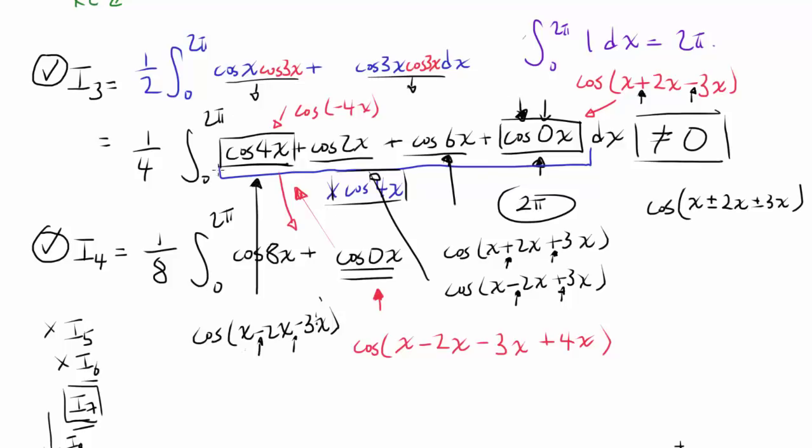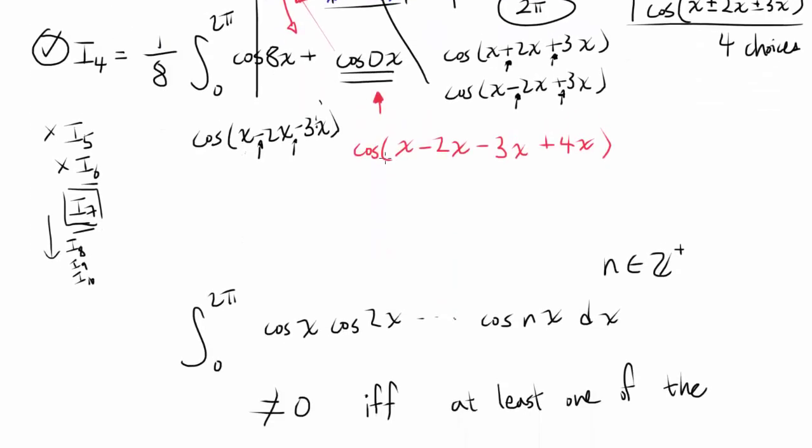So all of these terms inside can be computed as cosine of x plus or minus 2x plus or minus 3x. And obviously there's 4 choices right here. You have 2 choices for the first sign, you have 2 choices for the second sign. And same thing for this one. To get cosine of 0x right here, you have to do cosine of x minus 2x minus 3x plus 4x.